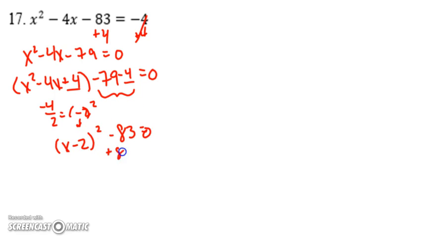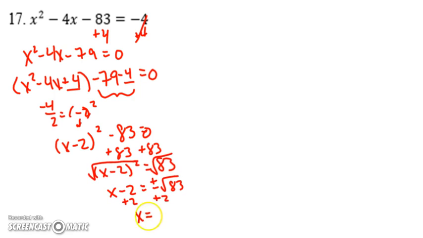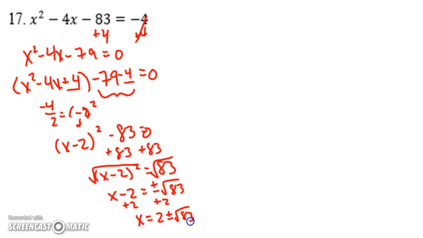So we've got to get that on the other side. So we're left with, on the left, x minus 2 squared equals a positive 83. Then we square root both sides, so that cancels out the square over there, so we're just left with x minus 2. We can't break down 83 any further, so we just get plus or minus radical 83. Then we just have to get x by itself, so we add 2 to both sides. So we get x equals 2 plus or minus radical 83.